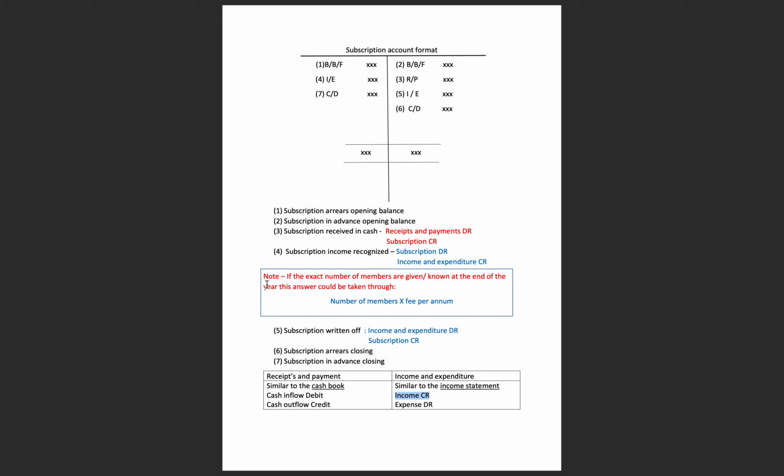The note given over here, I will be practicing a question with you, then you will understand what this note means. But remember, the one given in the box is very important to do MCQs in your A-level past papers. Right, next one.